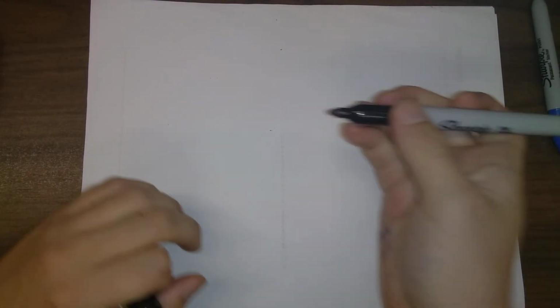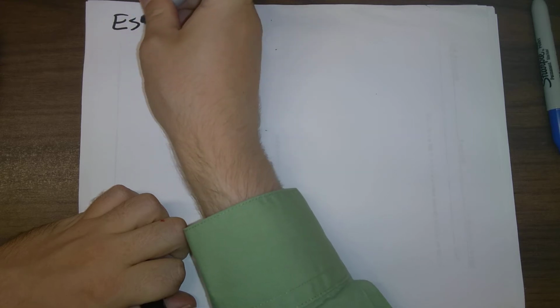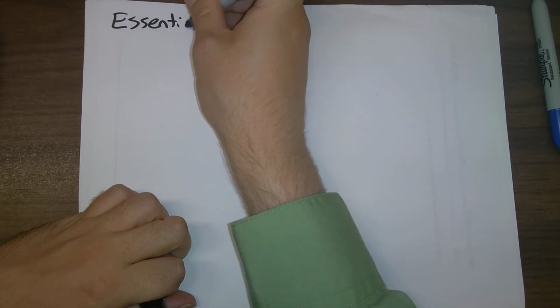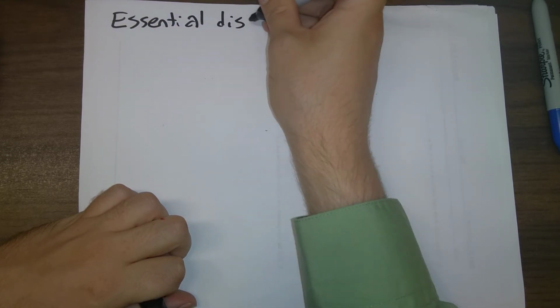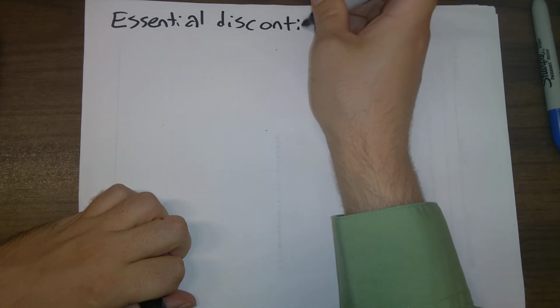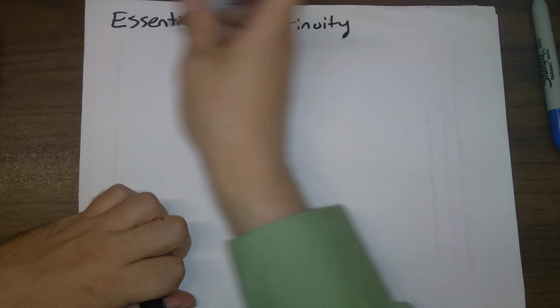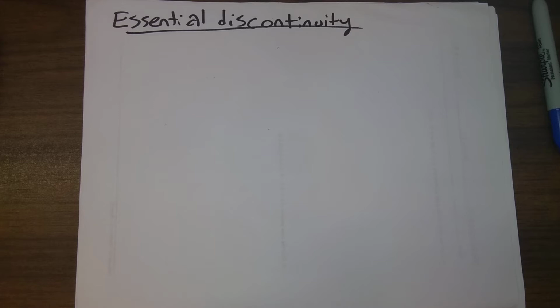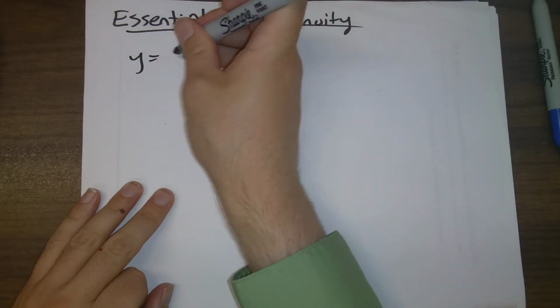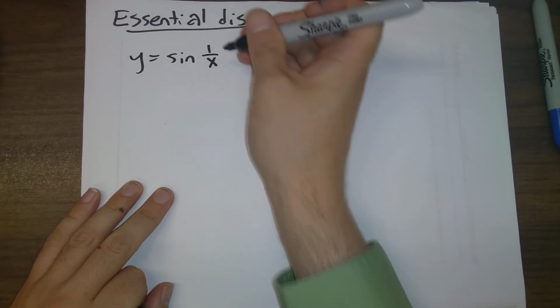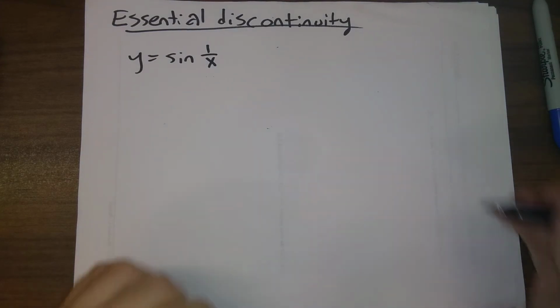One final type of discontinuity, and the book doesn't use this term, so I'll provide it myself, is an essential discontinuity. We've previously seen one example of an essential discontinuity in a previous video: y is equal to the sine of 1 over x. That should do the trick here.